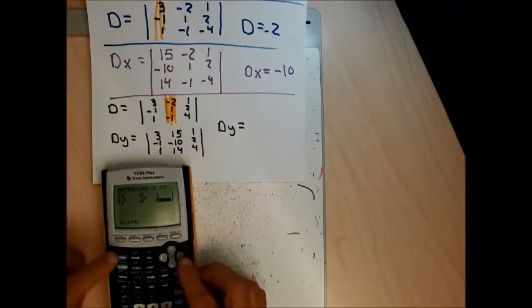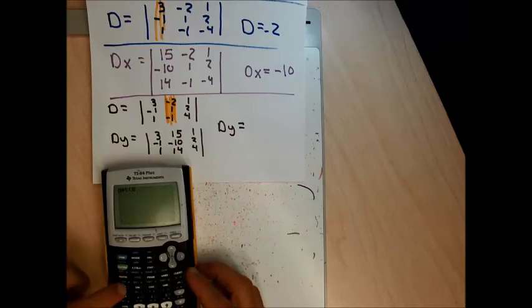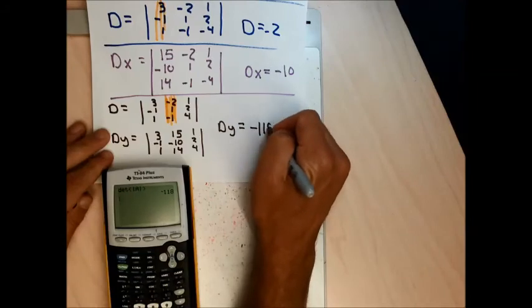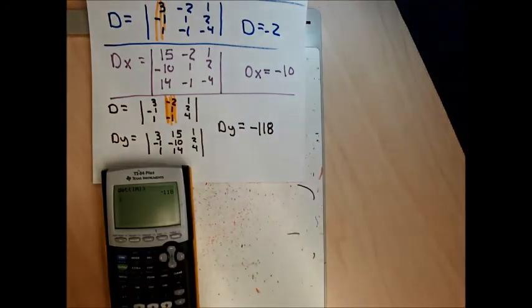Looks reasonable, so second quit, second matrix math, DET, second matrix names. My D sub y is -118. Wow. Let me double, triple check that. I'm not liking that number.